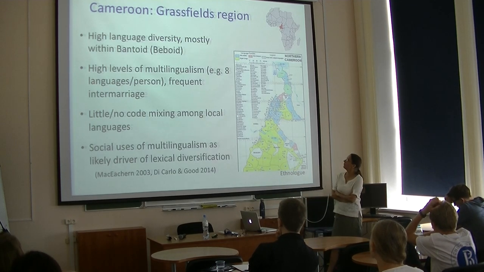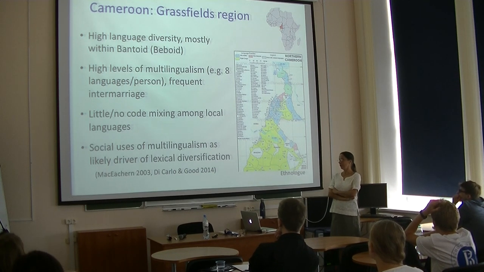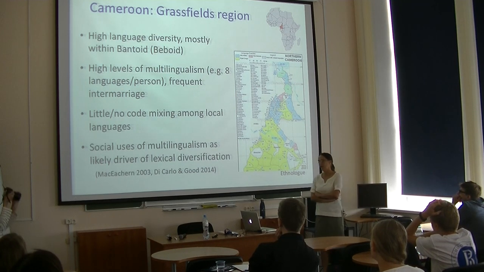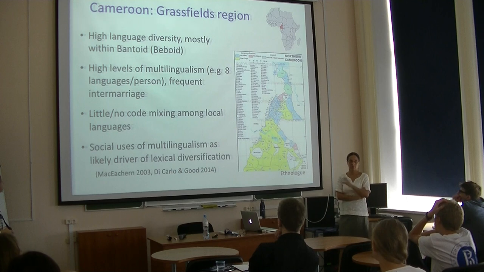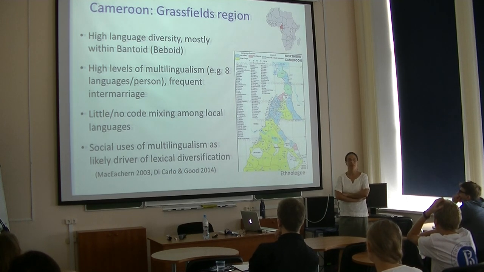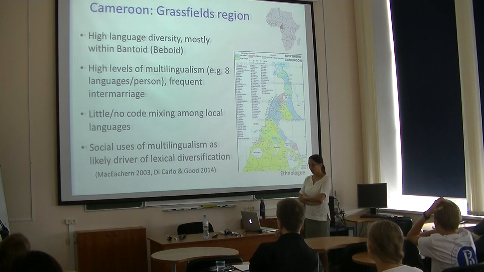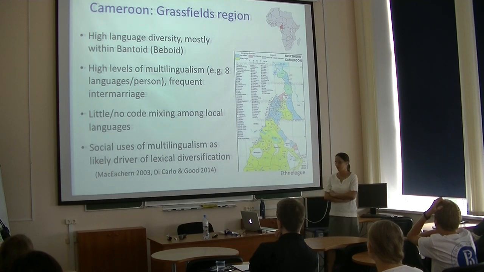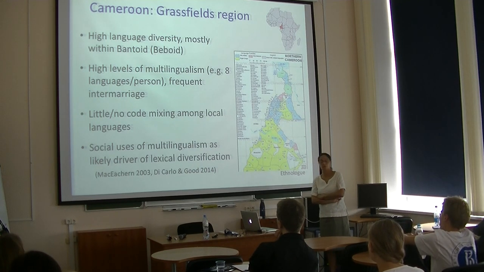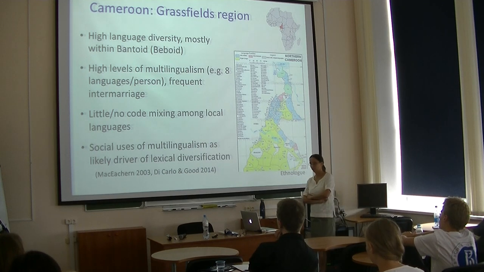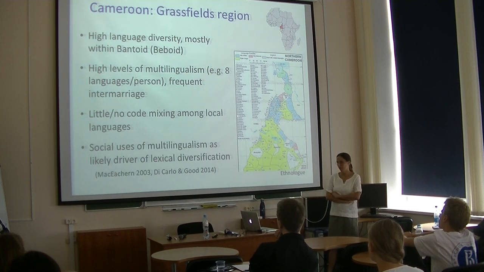So one more region: the Grassfields area of Cameroon, and particularly the Lower Fungom region that Jeff Good and Pierpaolo Di Carlo have worked in. Here they emphasize the high linguistic diversity in this region, but again mostly within a set of genetically related languages, in this case Bantoid languages. Their work and work by other people who have written about the same general area stresses the high levels of multilingualism in the region and the frequent intermarriage among speakers of different languages. They also emphasize that there's not very much code mixing that goes on, so it looks a bit like the Amazonian situation.